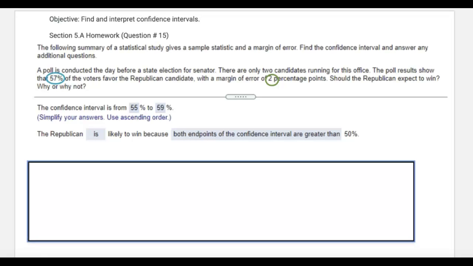In this example, we're going to find and interpret confidence intervals. So pause the video for a second to read through the full question. There are two important values here that I've circled. The one in blue is the sample statistic, and the one in green is the margin of error in percentage.